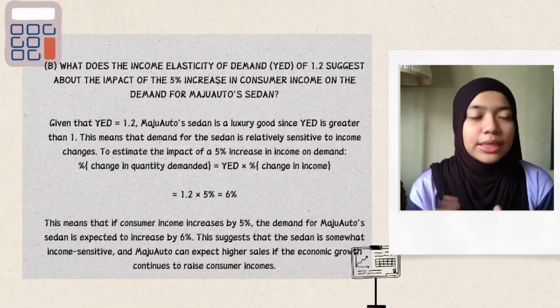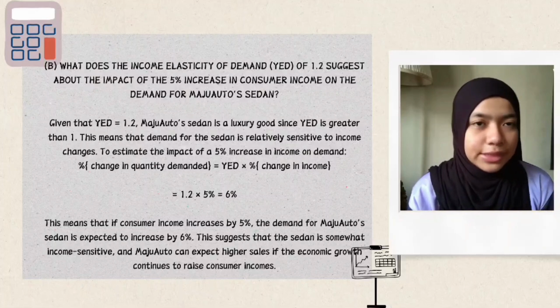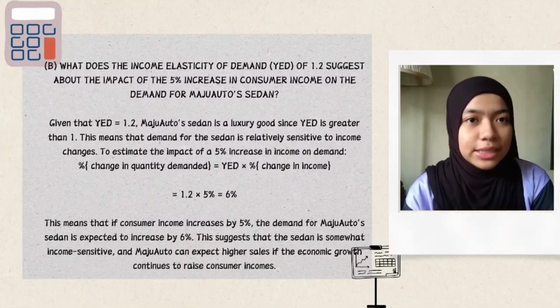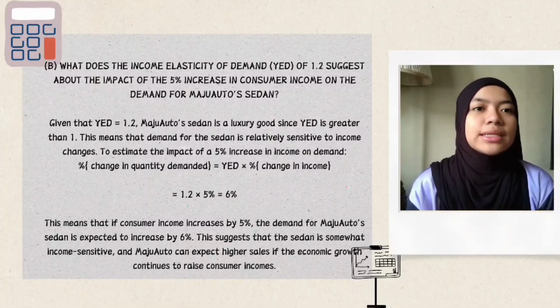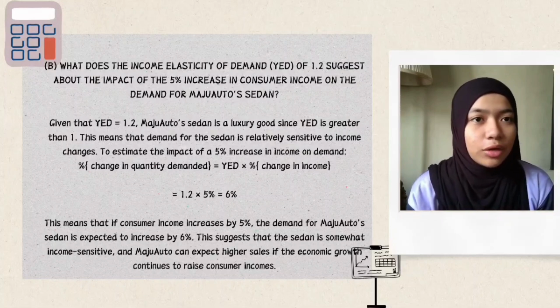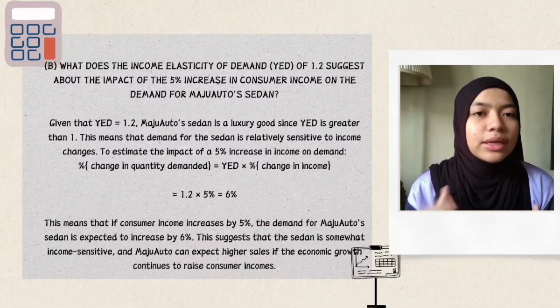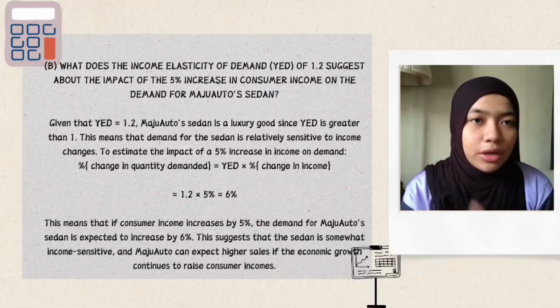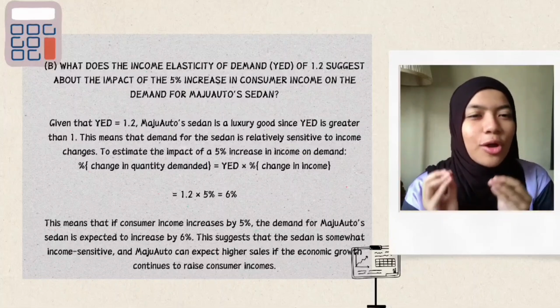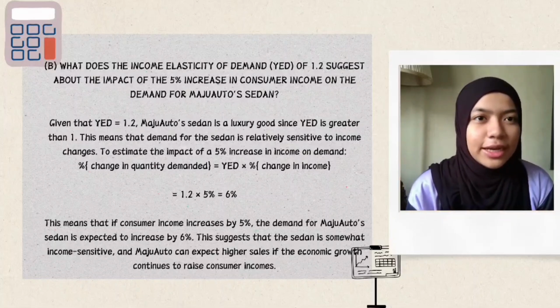This means that if consumer income increases by 5%, the demand for automotive sedans is expected to increase by 6%. This suggests that sedans are somewhat income sensitive, and major automakers can expect higher sales if the economy grows and consumer income continues to rise.